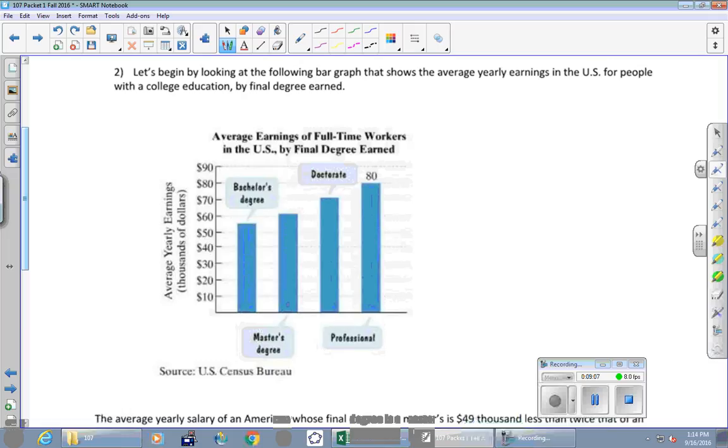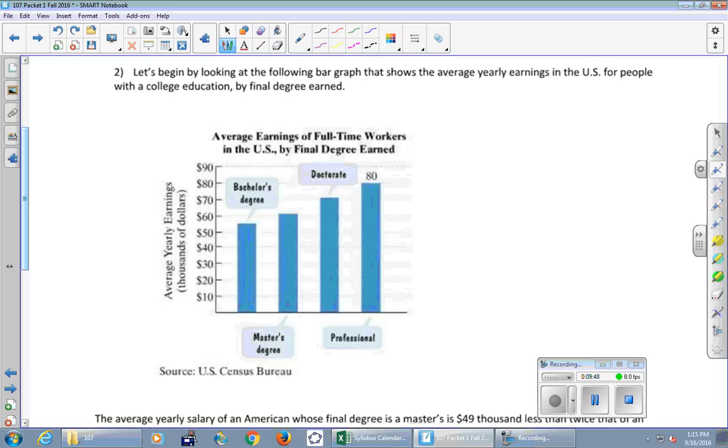at number 2 here. It says, let's begin by looking at the following bar graph that shows the average yearly earnings in the US for people with a college education by final degree earned. That's a lot of words. I need to take a moment to digest the graph, and then I can go back and look at the words again if I need to. So what's going on the horizontal axis here? What are those? Different kinds of degrees. Left is the bachelor's, and then a master's, doctorate, professional degree, okay? And then I look at the vertical axis. I see some dollar amounts here. Average yearly earnings in thousands of dollars.